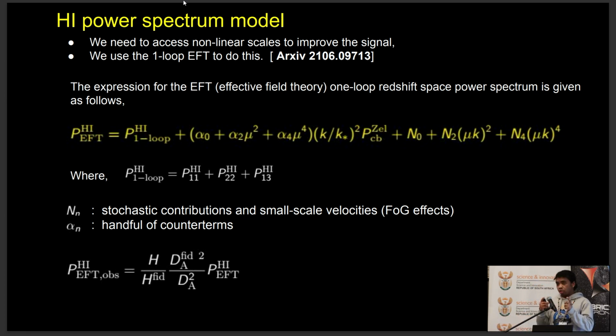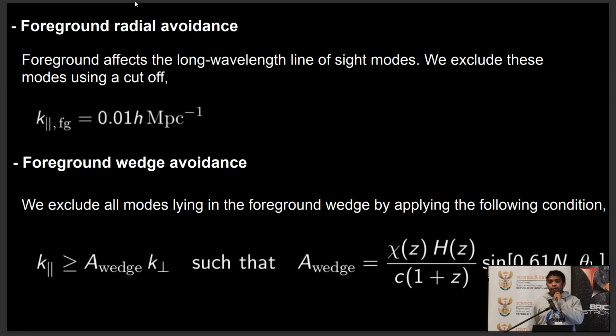But also, once we get this theoretical power spectrum, the observed power spectrum takes into account the volume effect, which is also called the Alcock-Paczynski effect, where we take into account those two ratios at the fiducial cosmology at each redshift, which comes from Planck 2018.